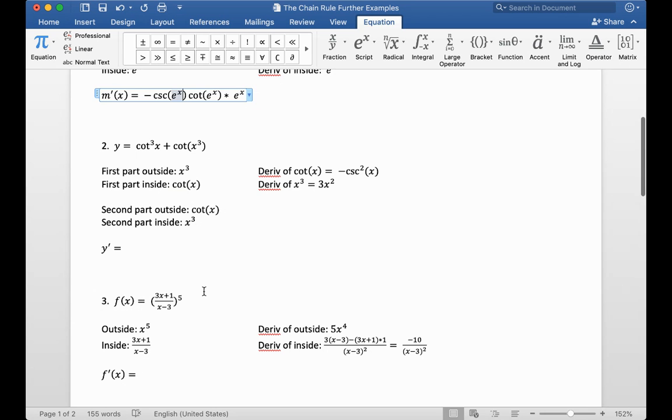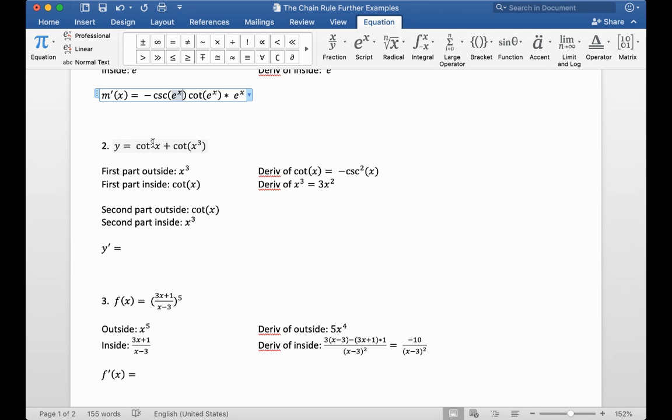Moving down to the second example, here we've got a sum of functions, y equals cotangent cubed of x plus cotangent of x cubed. And we want to recognize that each of these parts in the sum is a composition in and of itself. And what's happening is that the two functions that are involved in the composition in both cases are the same, but the role of inside and outside function has changed.